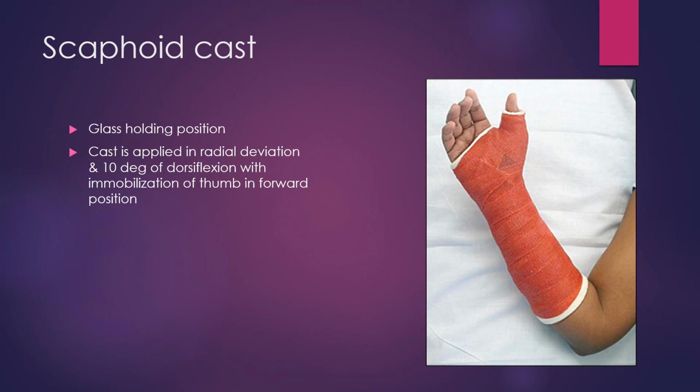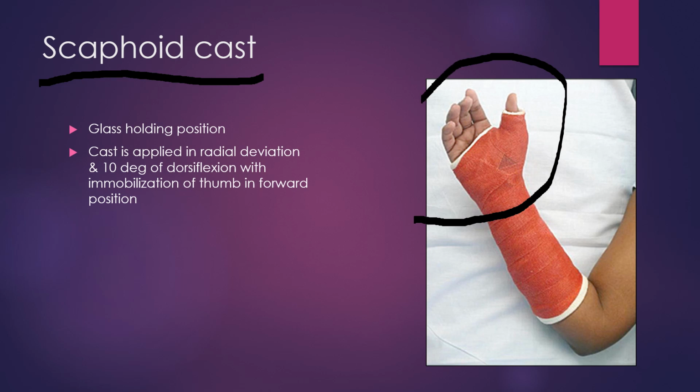Then the conservative management, this is done by a scaphoid cast. Scaphoid cast is a very specific cast in which the hand is held with cast in a glass holding position. It is kept like we hold a glass in the hand. So the cast is applied with radial deviation. So the cast is in radial deviation with 10 degrees of dorsiflexion, and the thumb is forward. You can see here the thumb is forward. So it's like we are holding a glass in our hand. So this is applied for 8 weeks and then removed and followed by physiotherapy.